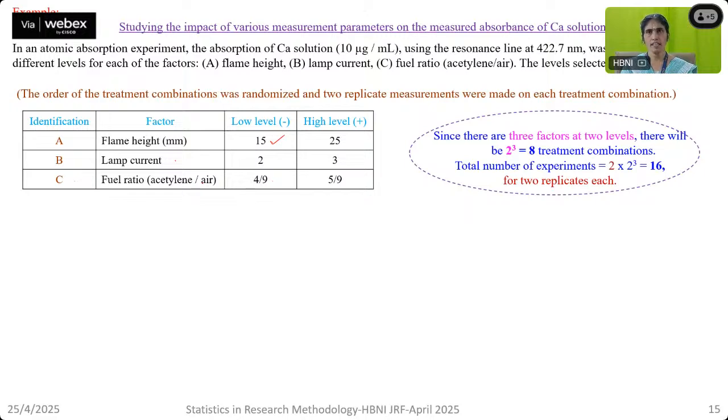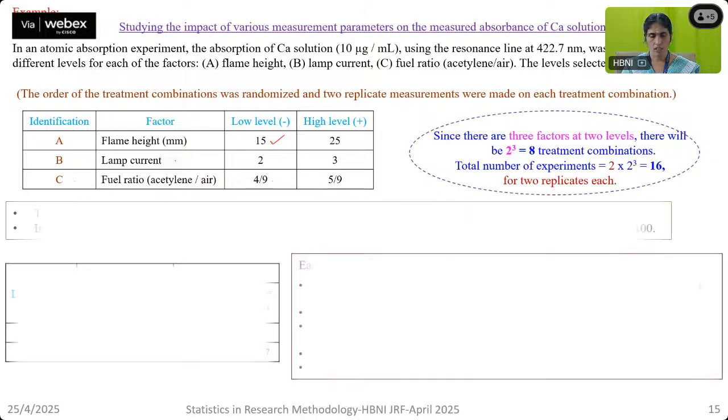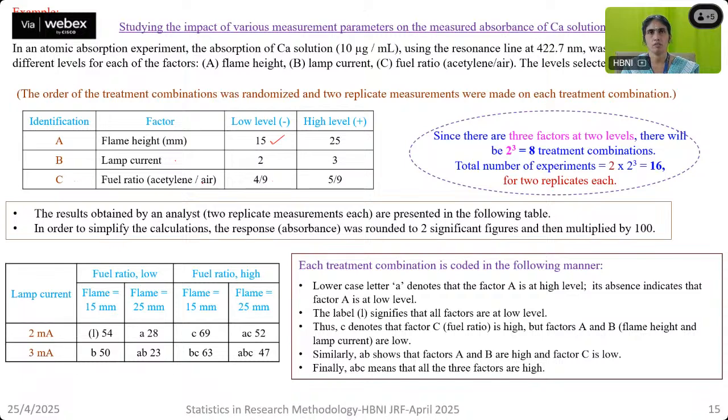If 2 replicates are done for each of these factor levels, you will see 2 into 2 to the power 3, 8 into 2, that will be 16 total experiments that should be done in order to get reliable data from this set. The idea is to see whether flame height, lamp current, and fuel to oxidant ratio have any impact on the measured absorbance of calcium during this exercise. For example, we change the flame height from 15 millimeter to 25 millimeter.